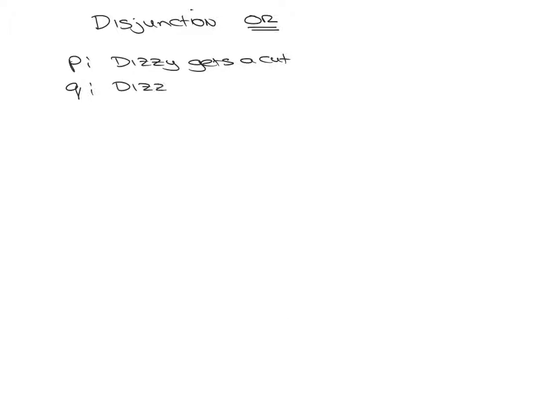Now let's look at disjunctions. Now disjunctions means or. So one or the other proposition has to be true. So if we look at the proposition P, that Dizzy the disjunction goes to the hairdresser and gets a cut, and Q, Dizzy goes to the hairdresser and gets a colour.